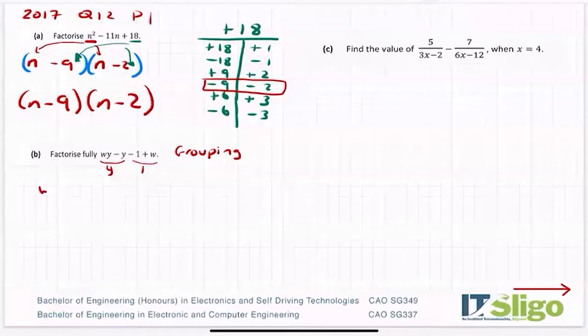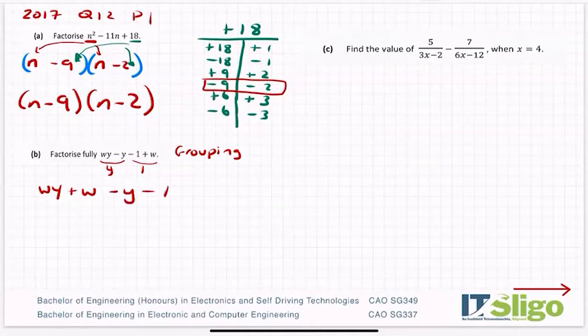Or I could write it as wy plus w, for example, minus y minus 1. So I've literally just swapped around the order of the parts, and I see w is common there, but again, just 1 is common there. So it doesn't matter which groups you take, and you can do it both ways if you want to prove that to yourself. I'm just going to take it as the way it's written.